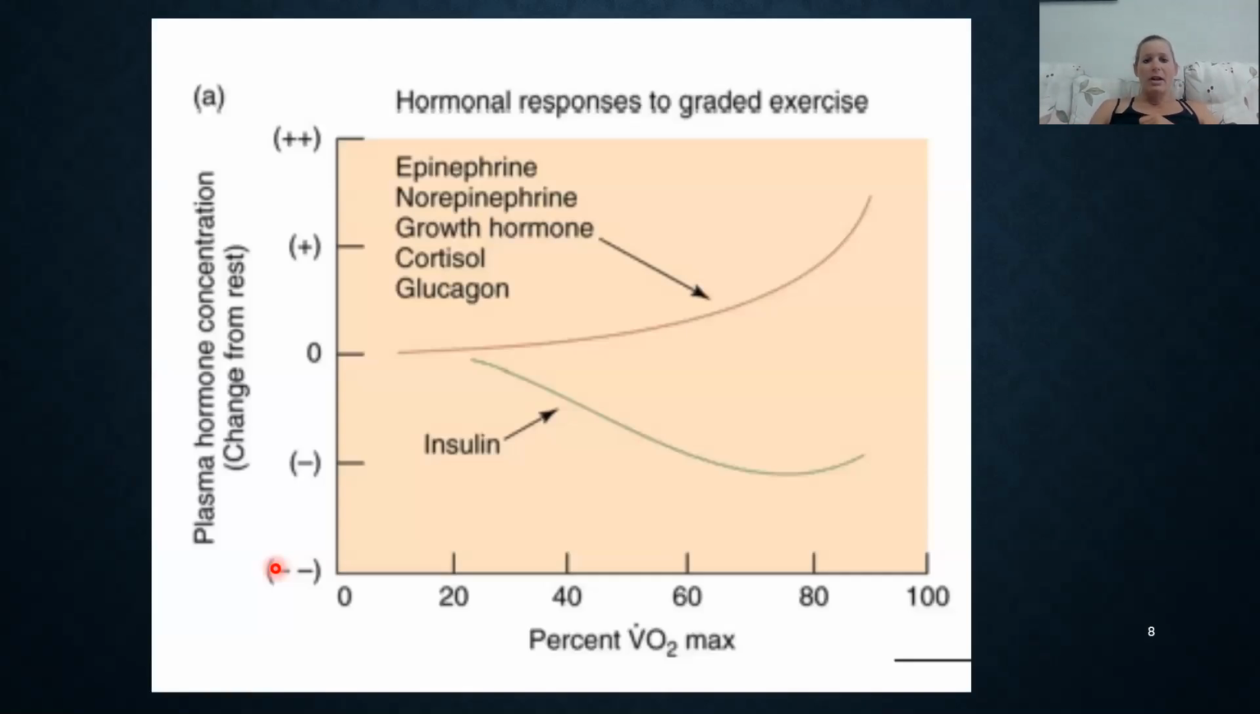All right, so here you can see the hormonal changes associated with graded exercise. Graded exercise means incrementally increasing intensity. At a low intensity, I have a small amount of change, but not a whole lot. As intensity increases, you can see that the release of these hormones also increases.